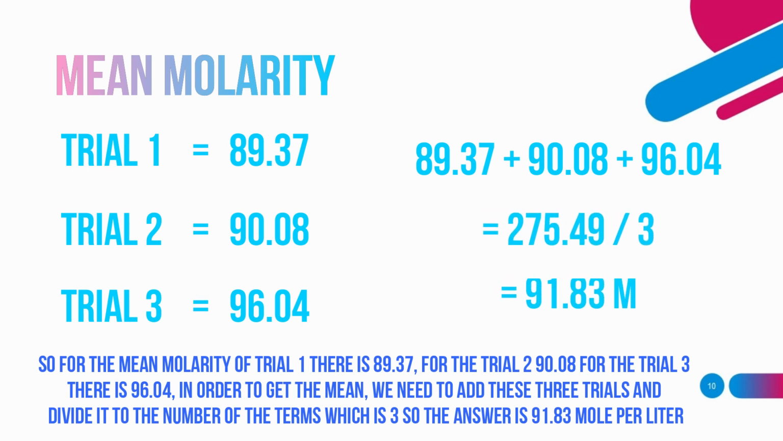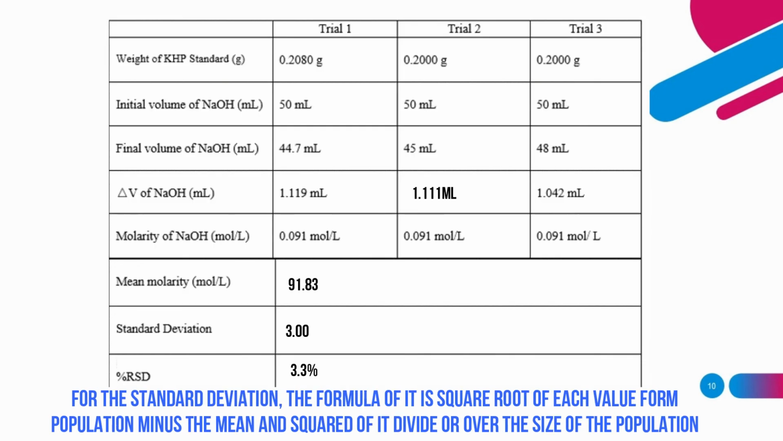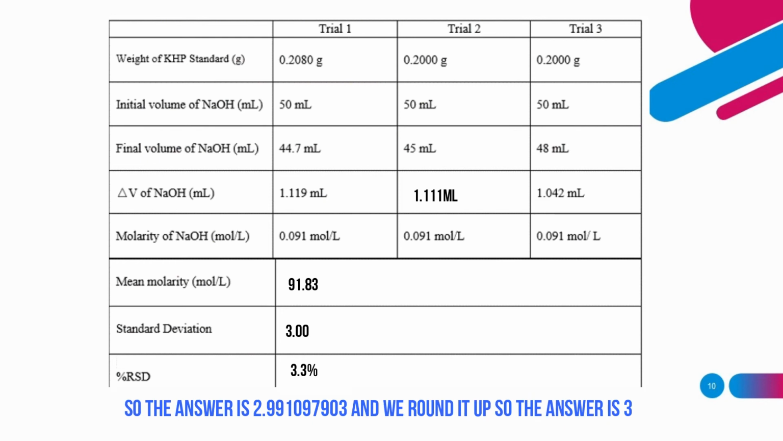So the answer is 91.83 mole per liter. For the standard deviation, the formula is the square root of the sum of each value from the population minus the mean, squared, divided by the size of the population. So the answer is 2.991097903, and we round it up, so the answer is 3.